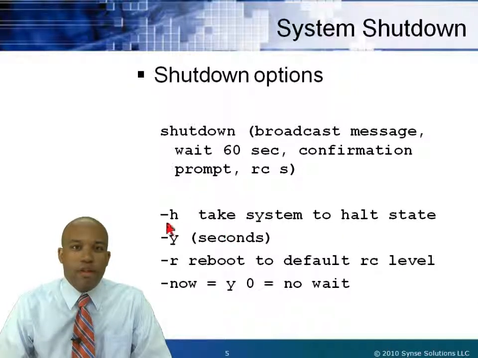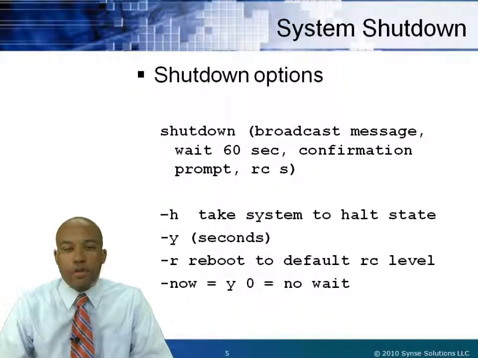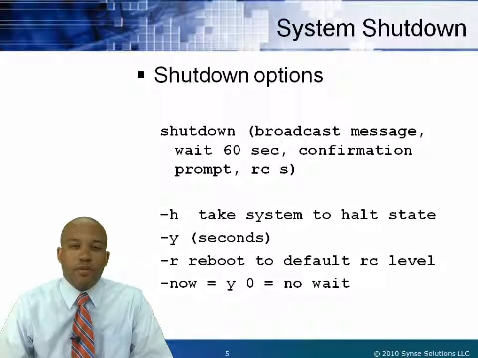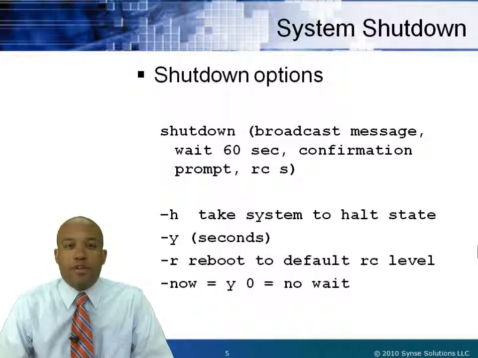But there are a few options that you may want to use as you shut down your Red Hat system. For instance, the -H option. That will take the system to a halt state. So shutdown -H tells the system to go all the way down, not go down and reboot to another run level, not to shut down partially, but to shut down the system completely. -Y provides a timeout, or a number of seconds that will be required to elapse before the system is brought down. So if we were to say -Y 300, that means give the system 5 minutes before shutting down.